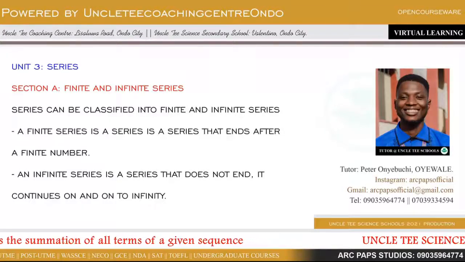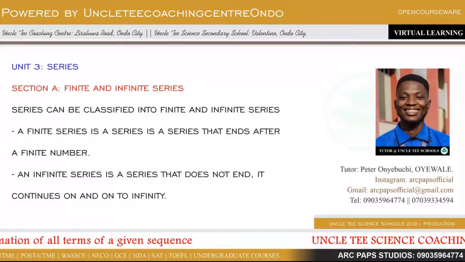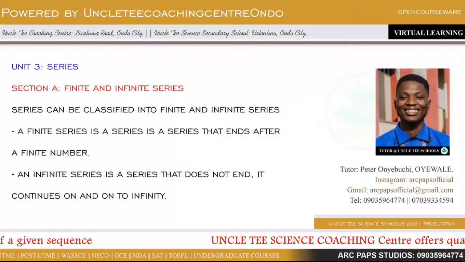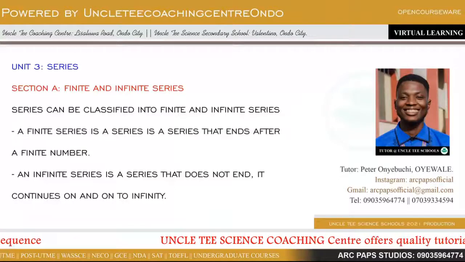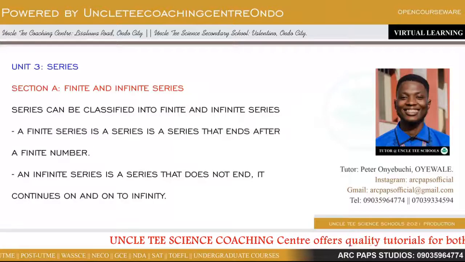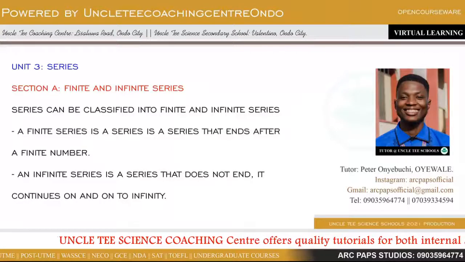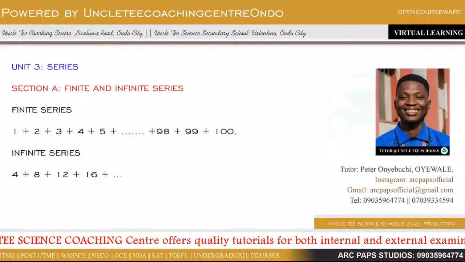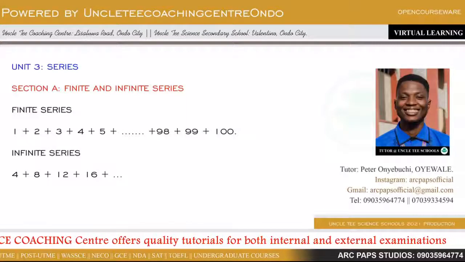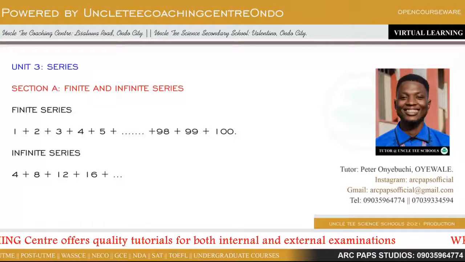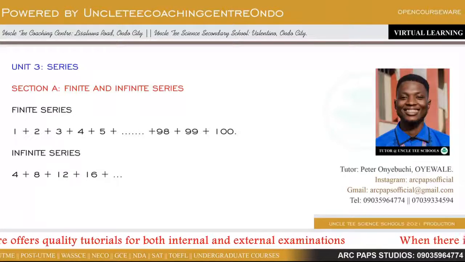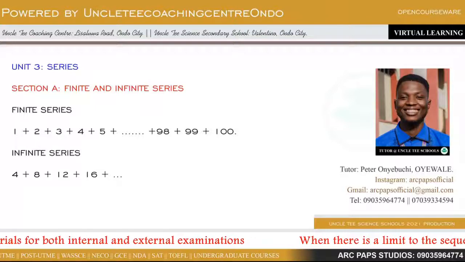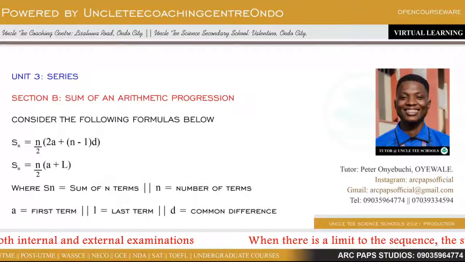Now, a series can be classified into two, which are finite and infinite. A finite series is a series that has an end, that is, it ends after a finite number of terms, while an infinite series does not end. An example of a finite series is 1 plus 2 plus 3 down to 100. But an infinite series is something like 4 plus 8 plus 12 plus 16 plus ..., that is continuing and continuing and continuing, with an addition of 4.